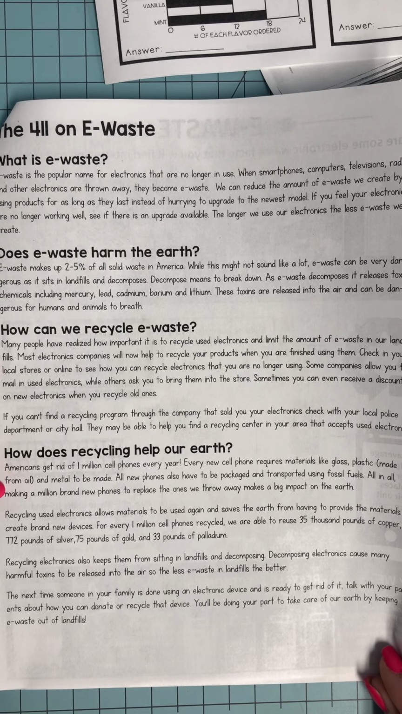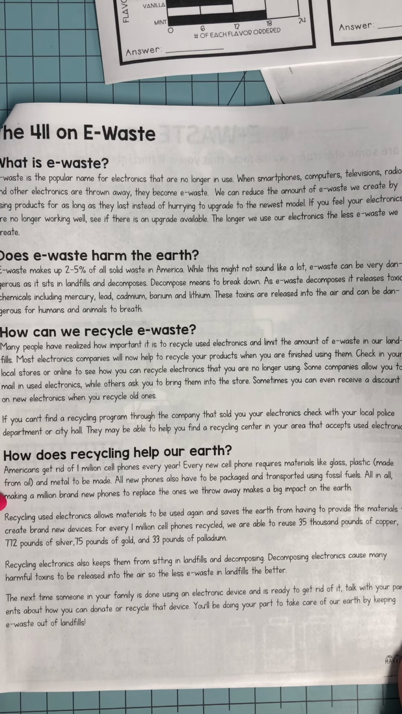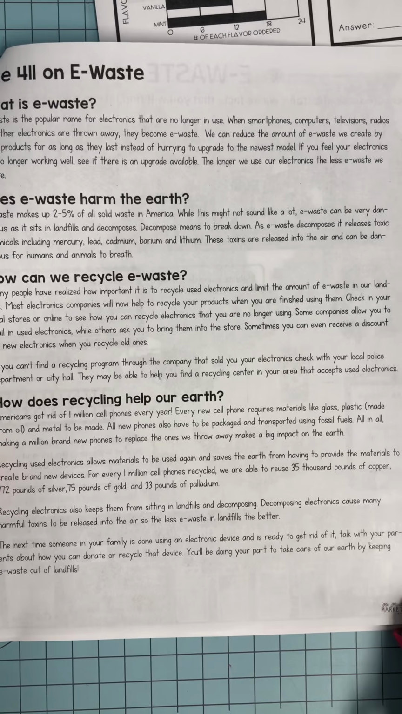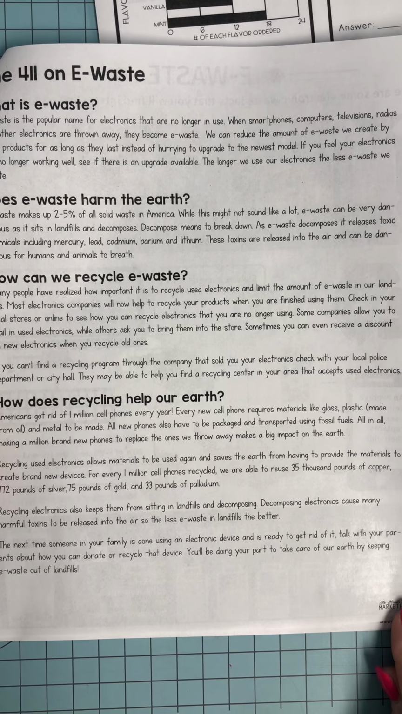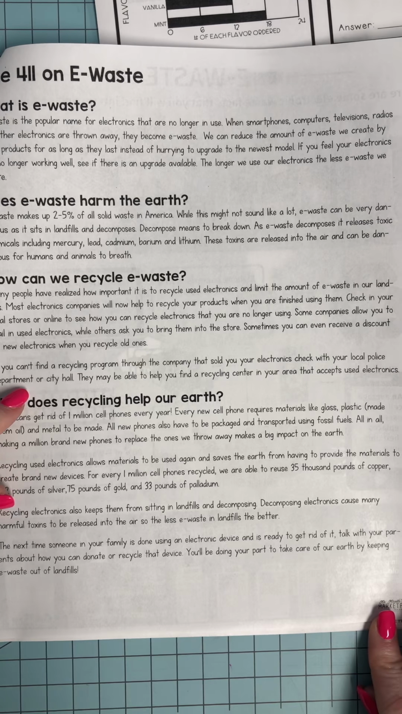How does recycling help our earth? Americans get rid of 1 million cell phones every year. Even new cell phones require materials like glass, plastic made from oil, and metal to be made. All the new phones have to be packaged and transported using fossil fuels. All in all, making 1 million brand new phones to replace the ones we throw away makes a big impact on the earth. Recycling used electronics allows materials to be used again and saves the earth from having to provide the materials to create brand new devices. For every 1 million cell phones recycled, we are able to reuse 35,000 pounds of copper, 772 pounds of silver, 75 pounds of gold, and 33 pounds of palladium.